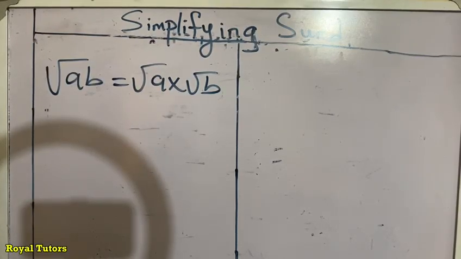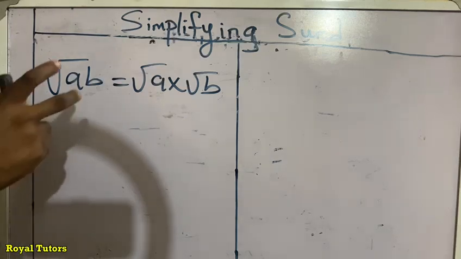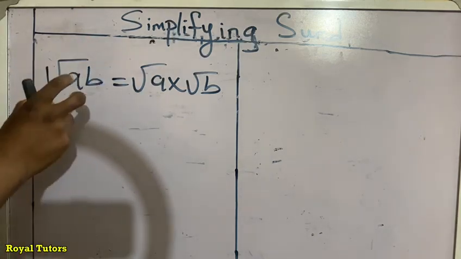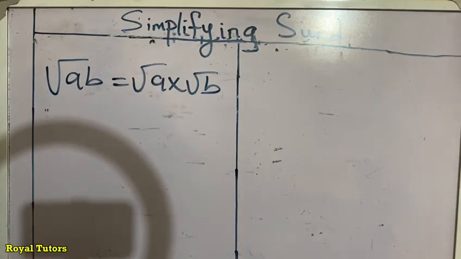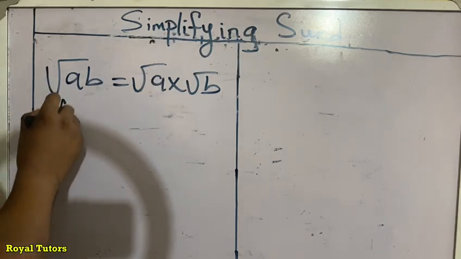Today we'll be learning about simplifying surds. One of the things you need to take note of when it has to do with the simplifying of surds has to do with your understanding of the squared numbers. Let's take for example, from the expression above, we have root AB equals root A times root B. Let's look at this example.